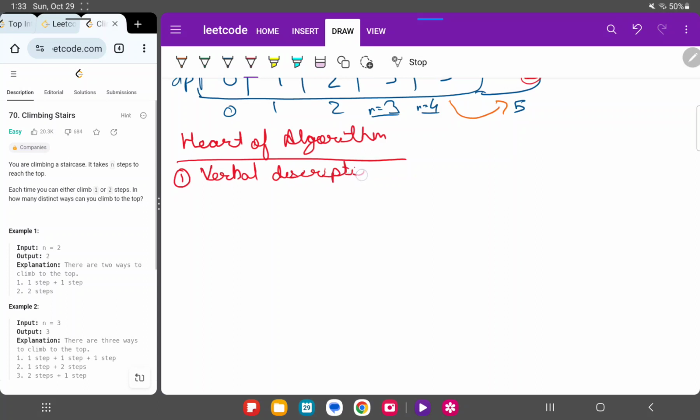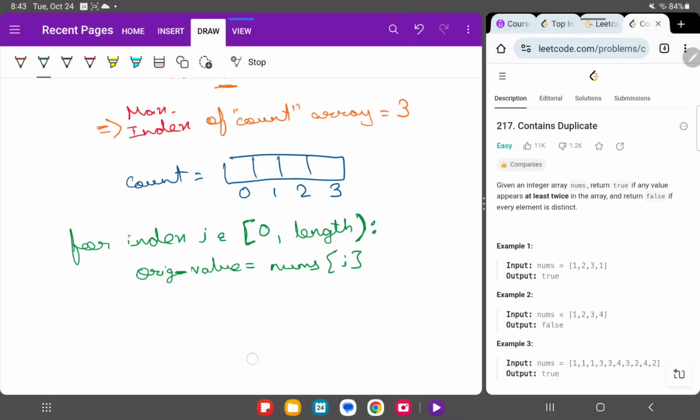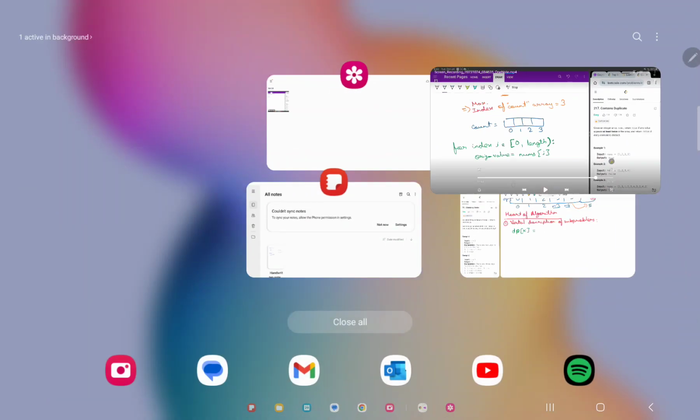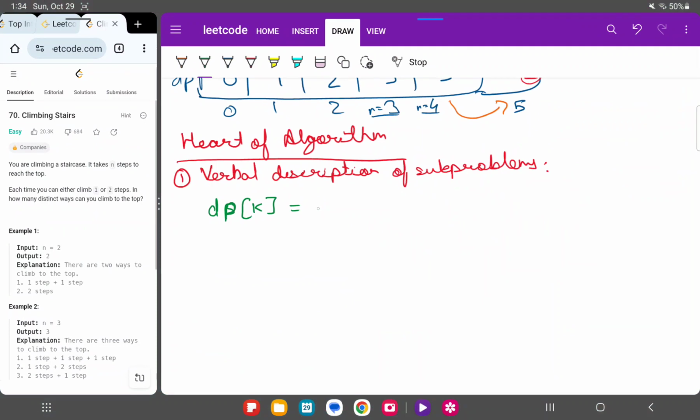So the first part is always a verbal description of sub-problems. In this case, it is essentially S of k, or should I say the DP array, whatever array name that you're using, at index k. What does it represent? The number of ways to climb k stairs.